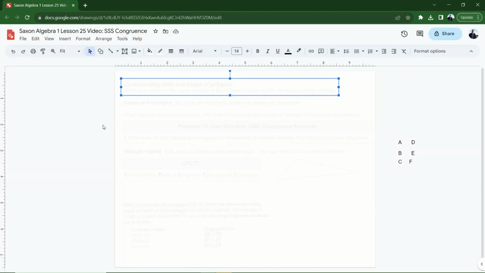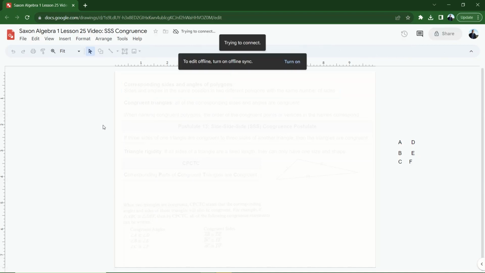Hey geometry students, in this lesson we are going to be talking about one of the ways of identifying triangles that are congruent to each other. We're going to be talking about side-side-side congruence.